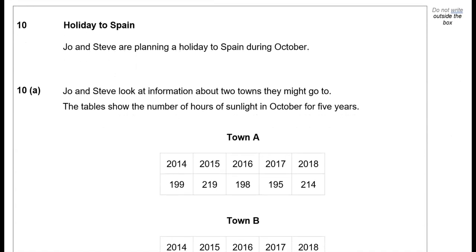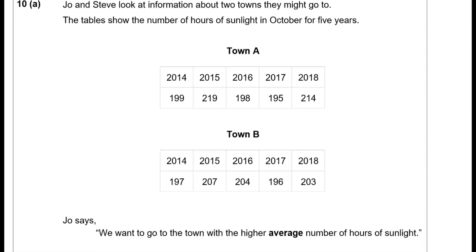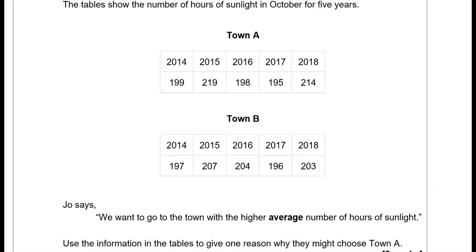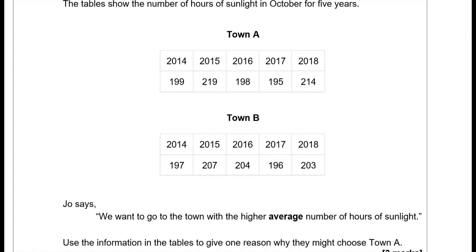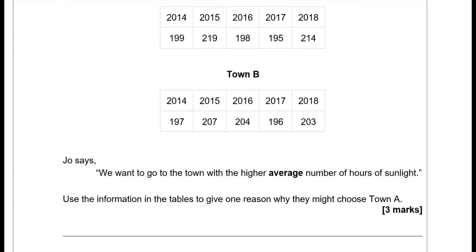Holiday to Spain. Joe and Steve are planning a holiday to Spain during October. Joe and Steve look at information about 2 towns they might go to. The tables show the number of hours of sunlight in October for 5 years. Town A and then town B. Joe says, we want to go to the town with a higher average number of hours of sunlight. Use the information in the tables to give one reason why they might choose town A.